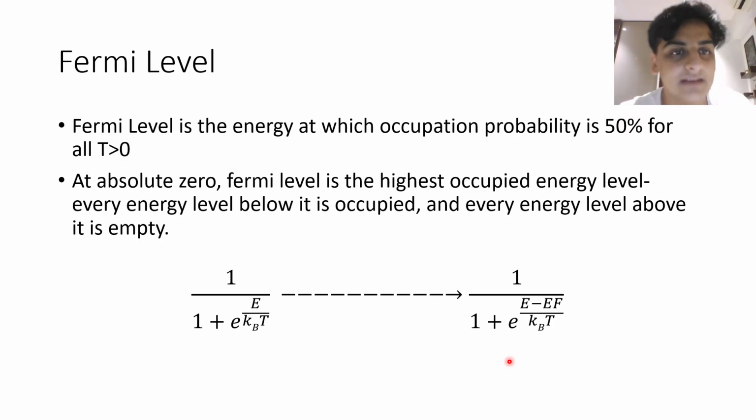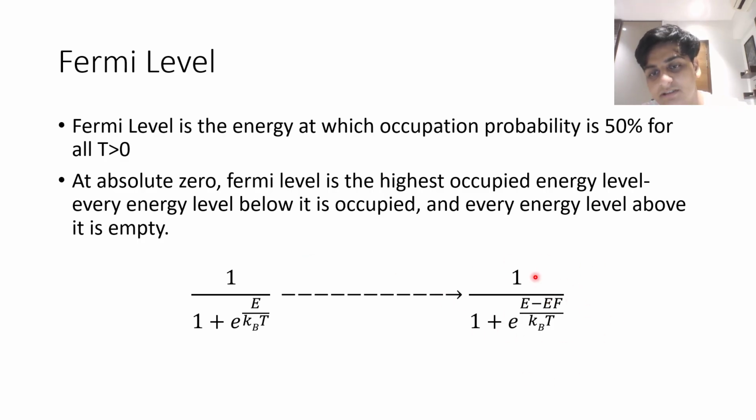Like I said in the last slide, Fermi level is the energy at which occupation probability is 50% or one half for all T greater than 0, which you can clearly see in this expression for Fermi level. Now at absolute 0, things are slightly different because at absolute 0, let's just look at this expression and then justify it. Fermi level is the highest occupied energy level. Every energy level below it is occupied and every energy level above it is empty.